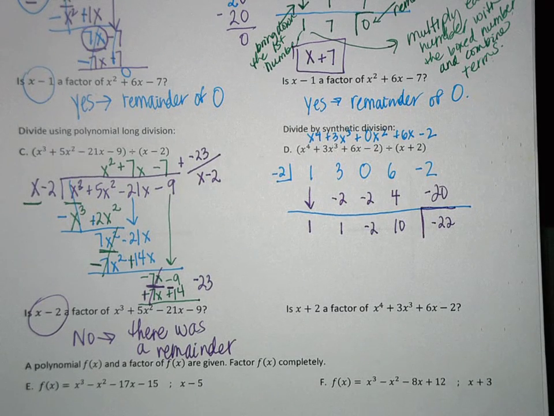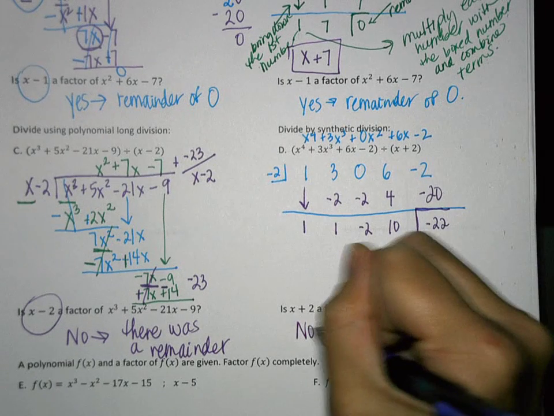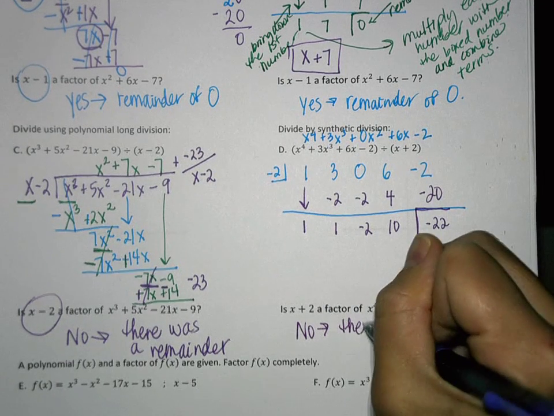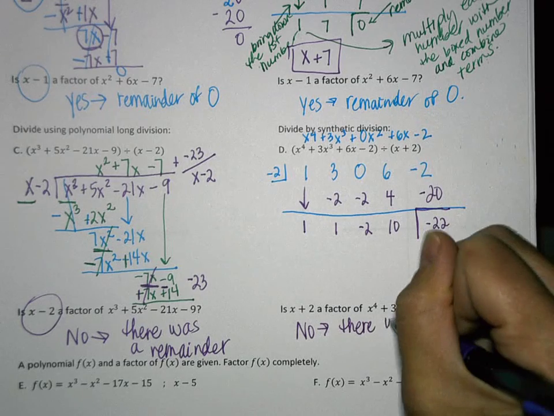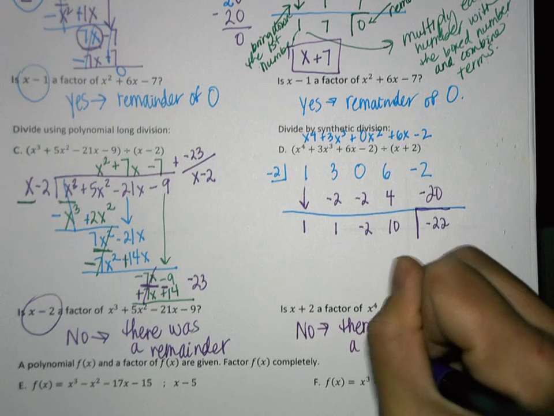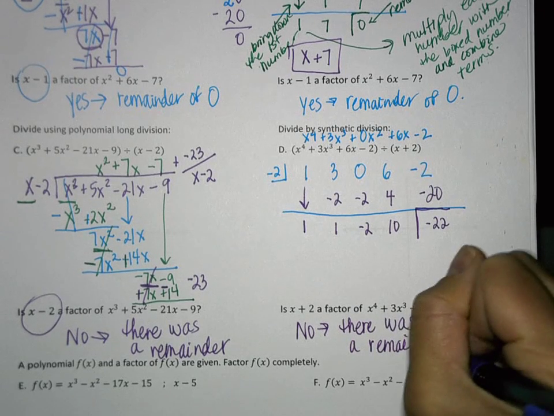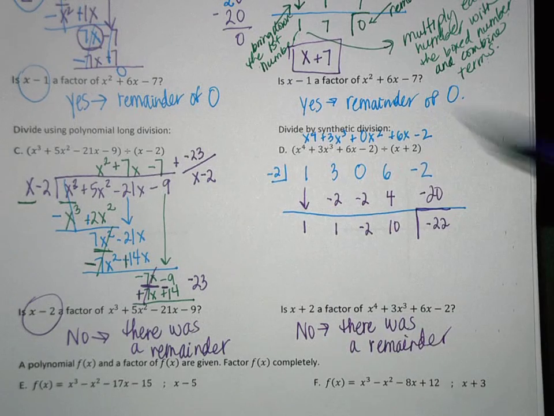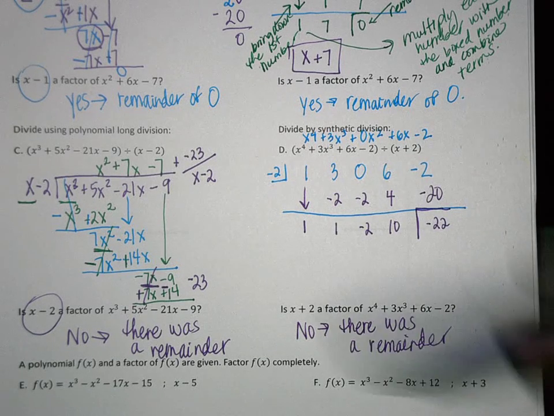So was this one a factor? No. And why not? Good. Yeah, the remainder wasn't 0, or there was a remainder. However you want to write that, it both means the same thing. Okay, so we need to write this answer, though, because they still wanted us to divide and find the answer.